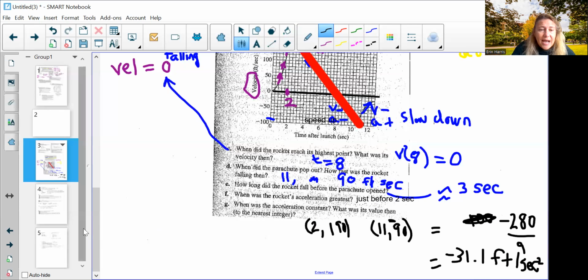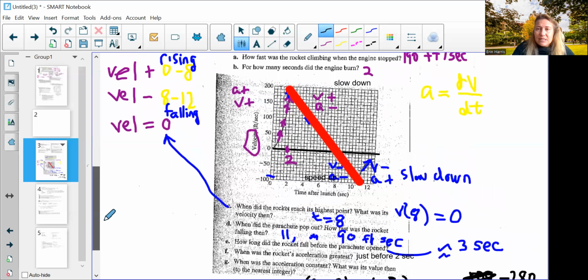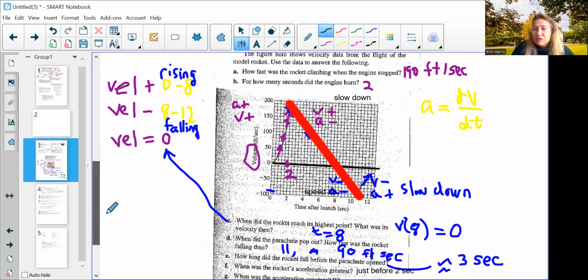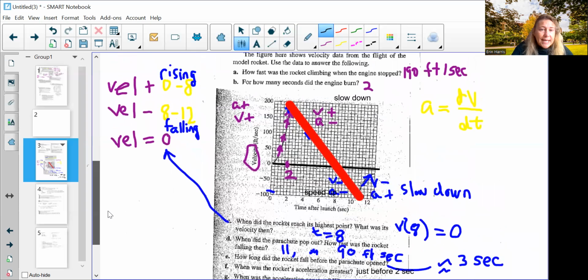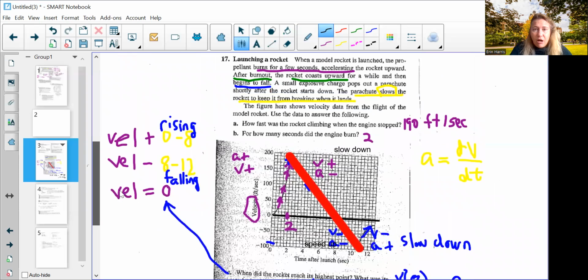So again, I love this problem because it takes into account so many of the concepts and skills that we've just learned about: speeding up, slowing down, velocity versus position versus acceleration, and all that good stuff.